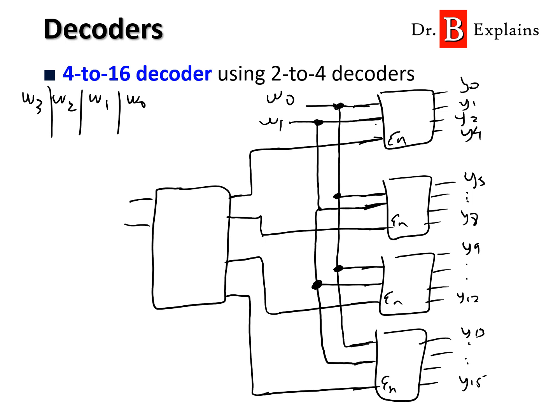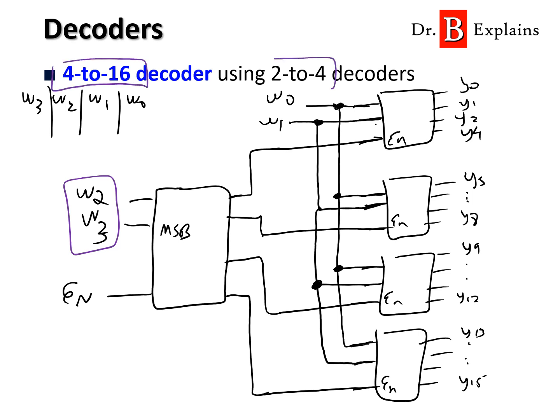And that's going to depend on W3 and W2. Okay, remember the most significant bit goes here. And of course, we have an enable. And so depending on what these values are, it's going to be looking at the top, the second, the third, and the fourth section of the table. So that's it. That's how you can design bigger decoders when you only have smaller decoders.